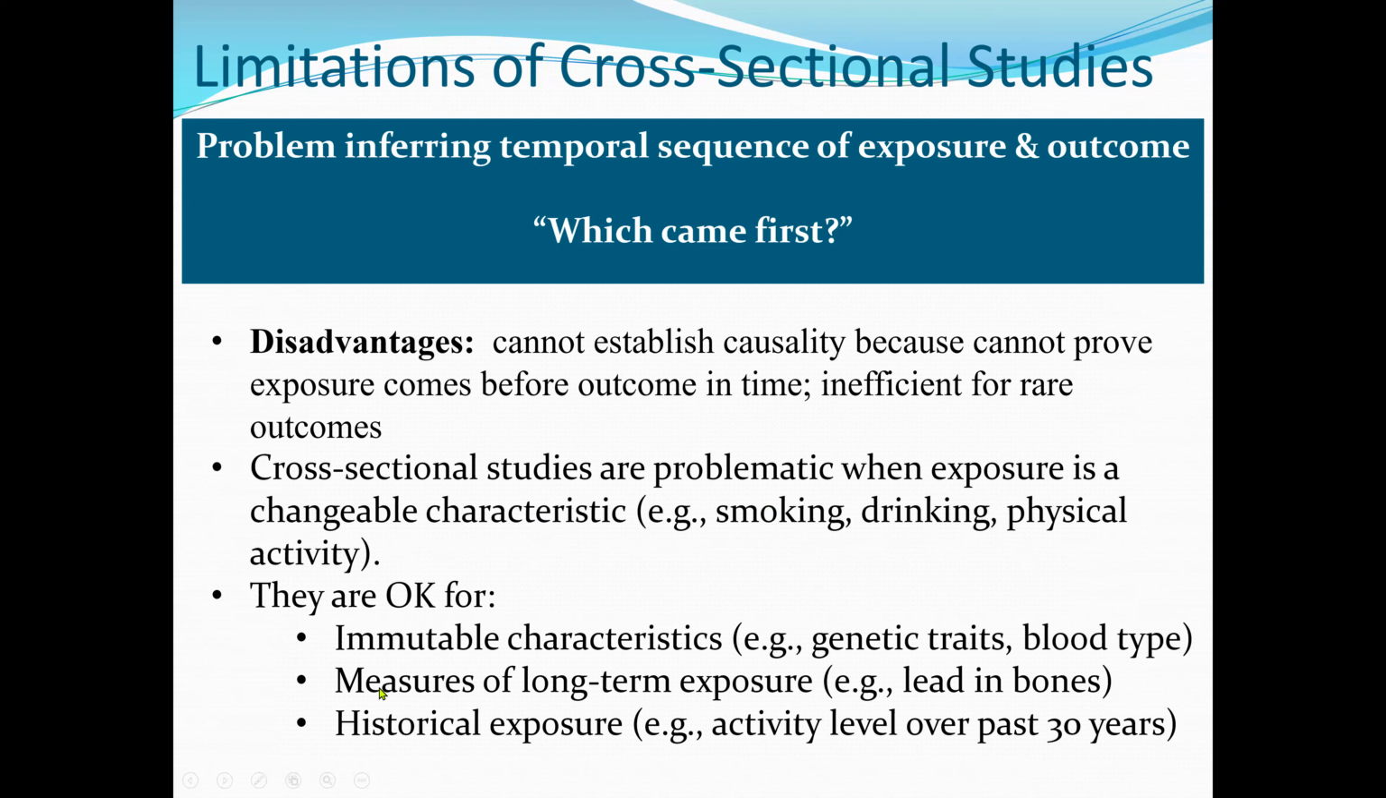But they are okay for immutable characteristics. For example, genetic traits, blood type. Blood type is always the same. So as we take data at a point in time, comparing a genetic trait like blood type with a disease, we can get accurate results. Also, measures of long-term exposure. For example, lead in the bones, or historical exposure, for example, the activity level over the past 30 years.